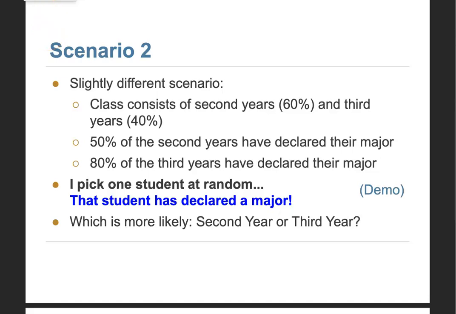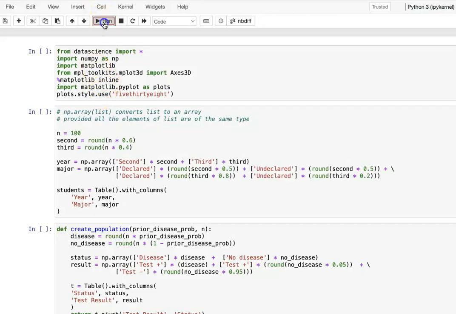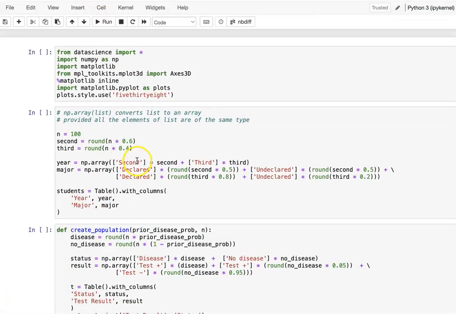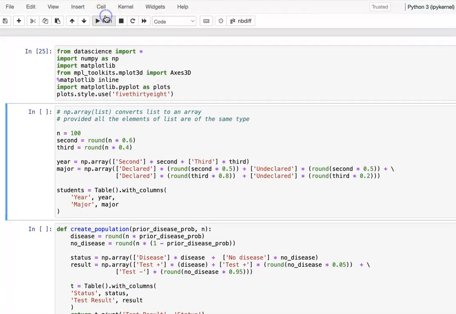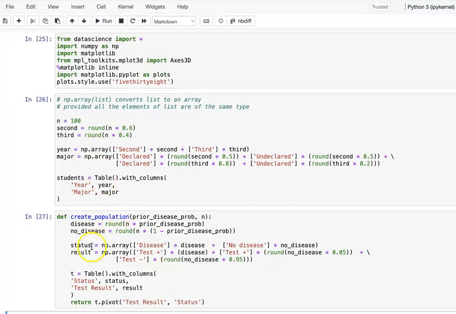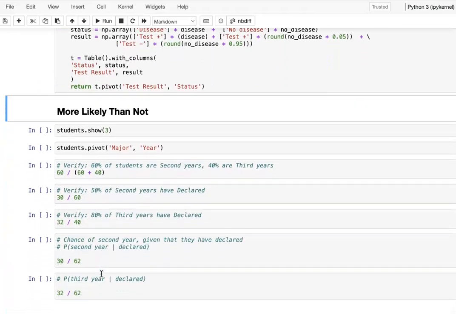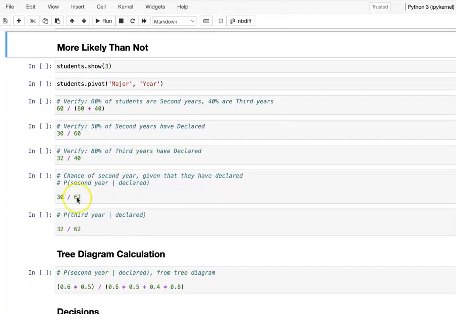Okay, so now go to our demo. In our demo file, of course, we have some libraries we want you to make sure you include, so please make sure you run through that. We also have one function we will use later, which we call create the population. That's used for our medical test example. But first, let's talk about that student question.